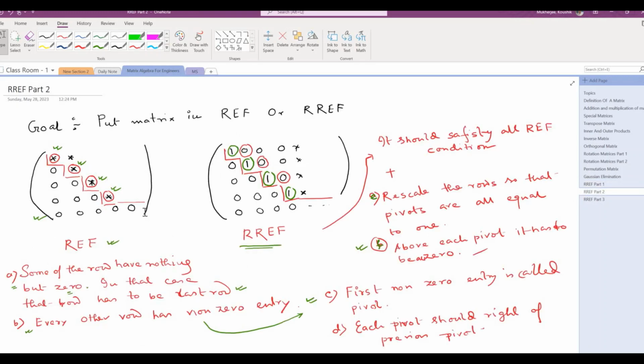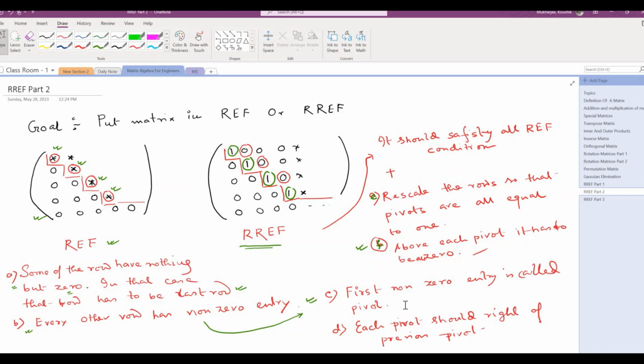But how will this matrix look so that you can say, okay, this is the row echelon form? Some of the rows can have nothing but zeros. This is possible, but in that case that row has to be the last row. So if there is such a row, you have to swap it and make it the last row. This is very important, that if there is a row which has only zeros, it has to be the last row. Second property, every other row has a non-zero entry. That means all these rows should have a non-zero entry.